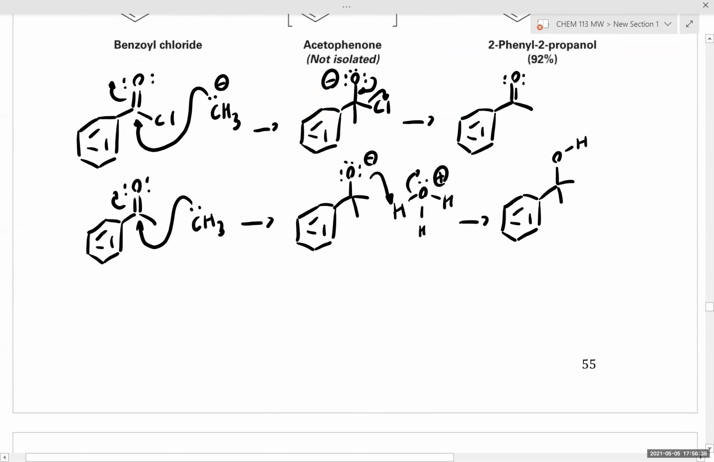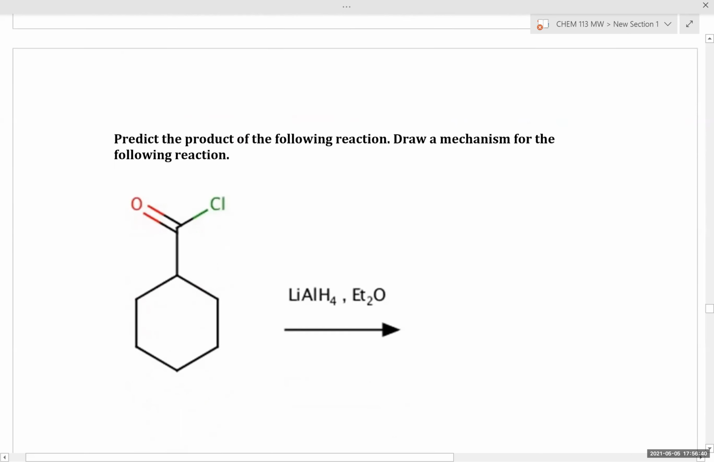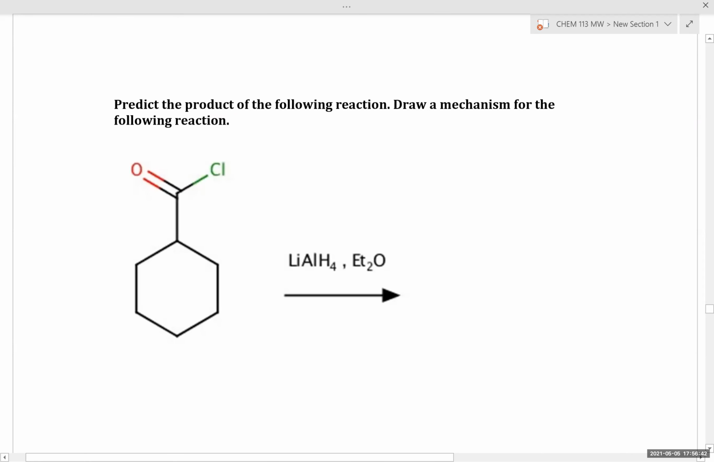Okay, so let's keep going then. Let's try to apply what we've learned to the following examples. So in this case, we're asked to predict the product of the following reaction and draw a mechanism for this reaction. So in this case, we have an acyl chloride and we're treating it with lithium aluminum hydride in ether.